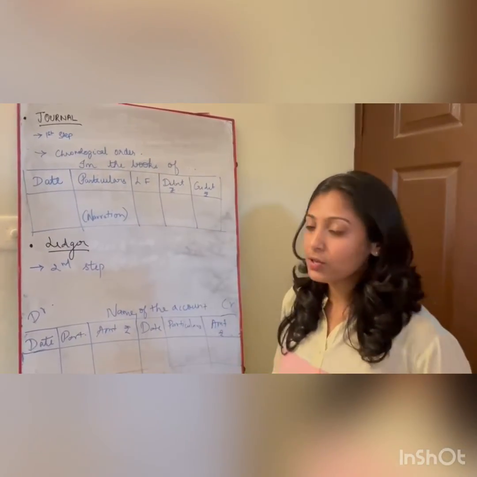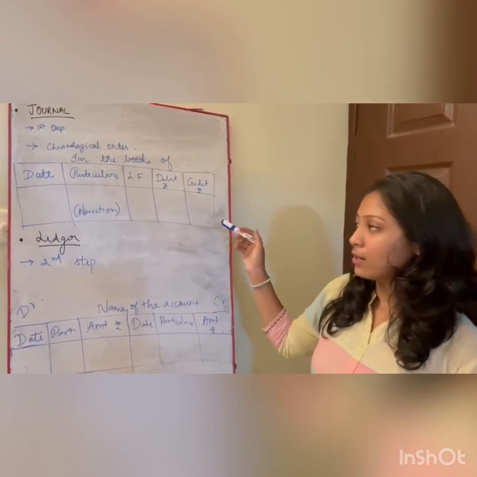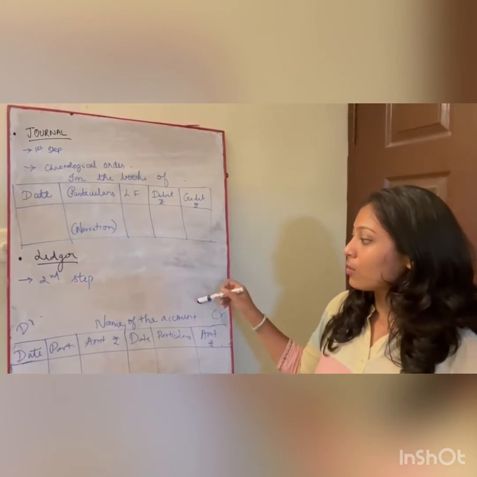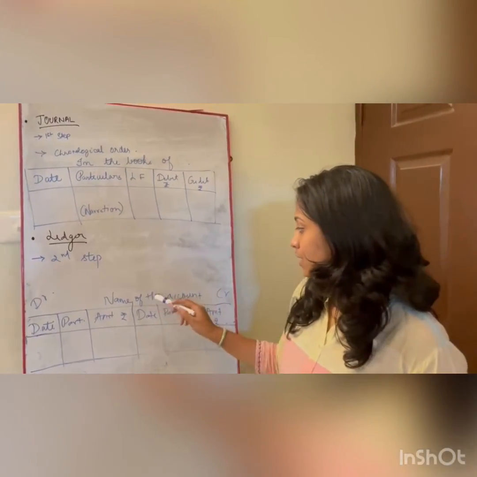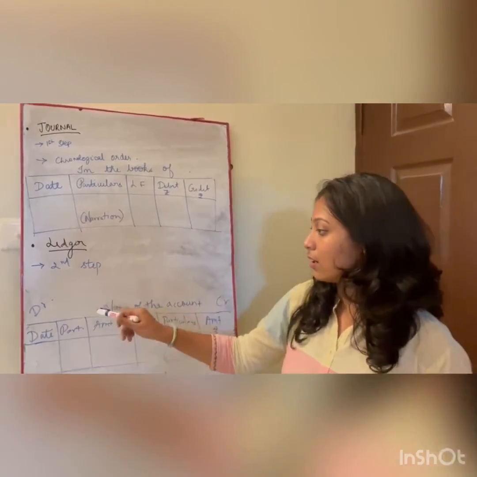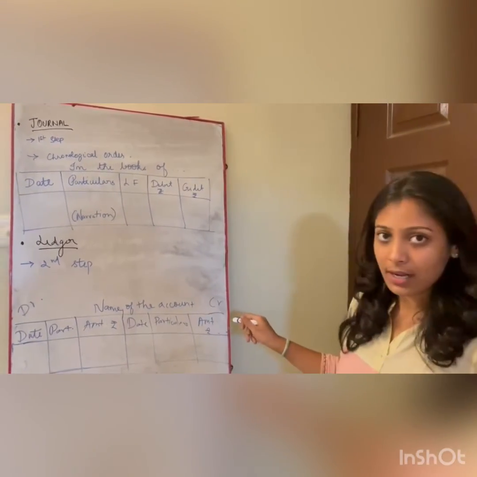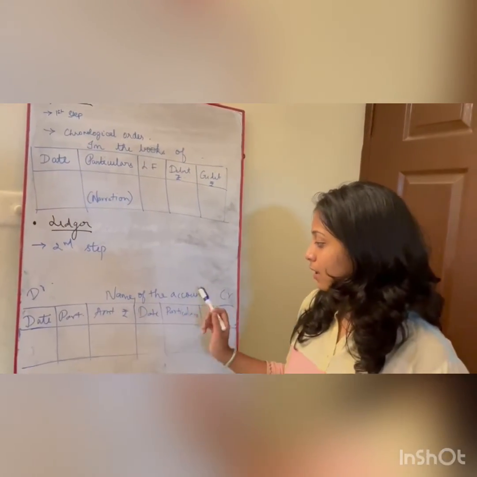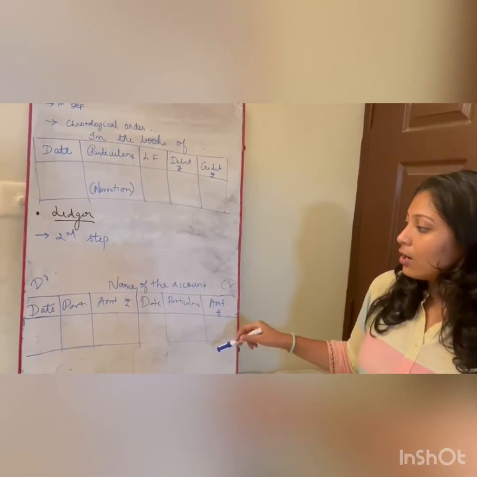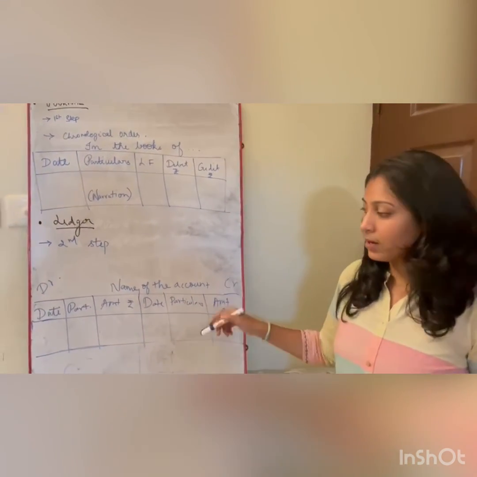Next is ledger. Ledger is the second step. The accounts which are entered in the journal are opened in the ledger account. The format for the ledger is the name of the account, then the left side debit side and the right side credit side. In the debit side: date, particulars, amount, and in the credit side: date, particulars, amount. So separate accounts have to be opened in the ledger.